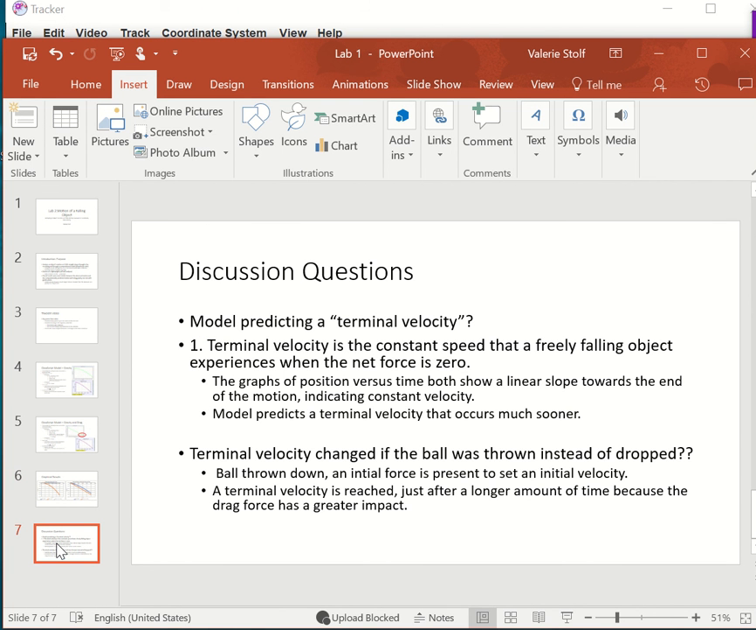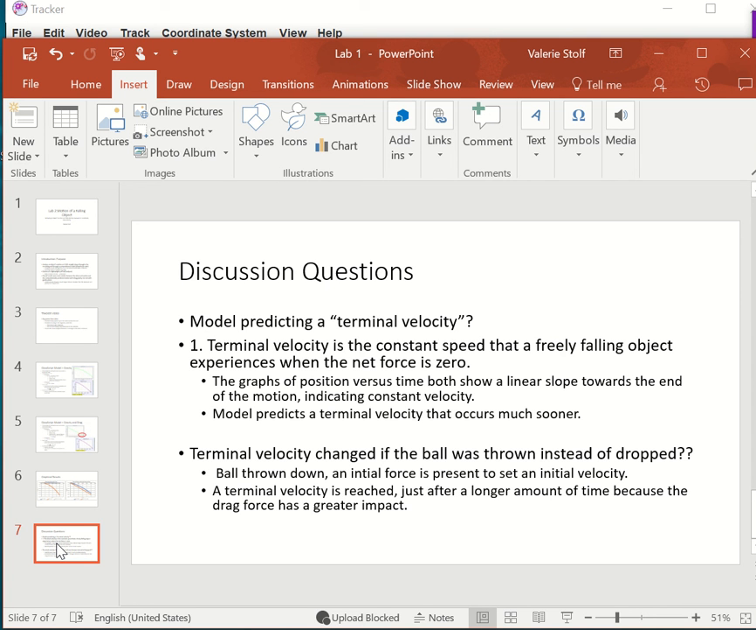If the ball were to be thrown down, there would be an initial force that would cause a significantly high initial velocity. When this is modeled in GlowScript, the drag force appears to exceed the force of gravity. However, they balance out over time, and a terminal velocity is indeed reached. It just takes a little bit longer than without the initial force.